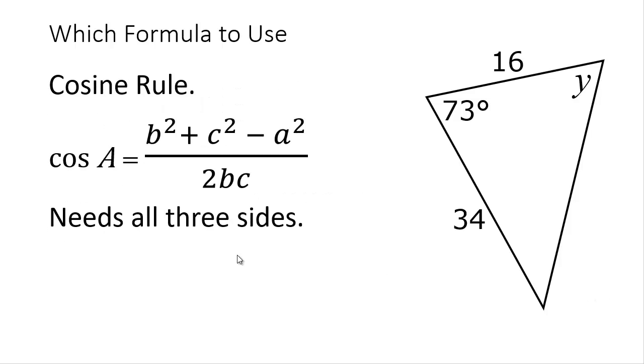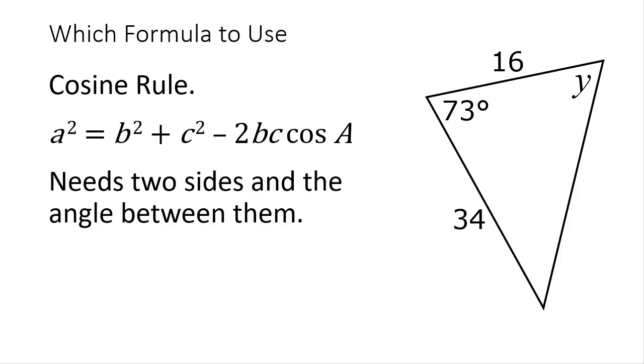If we look at this version of the cosine rule, then we see to find the angle we need the side b, the side c, and the side a. So we need all three sides of the triangle. If we don't have all three sides, we cannot solve using that formula. We need to use this formula because this formula has two sides and one angle. So that's how we decide which formula we're going to use.